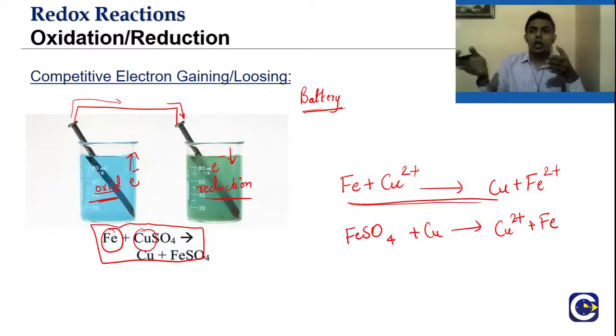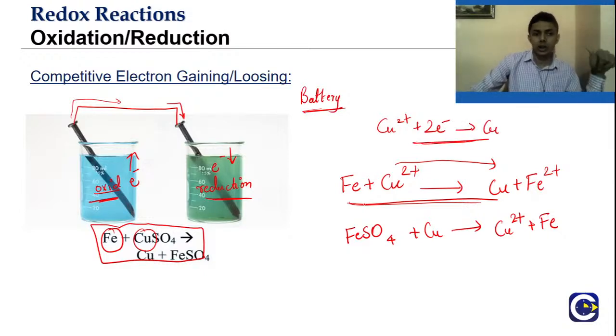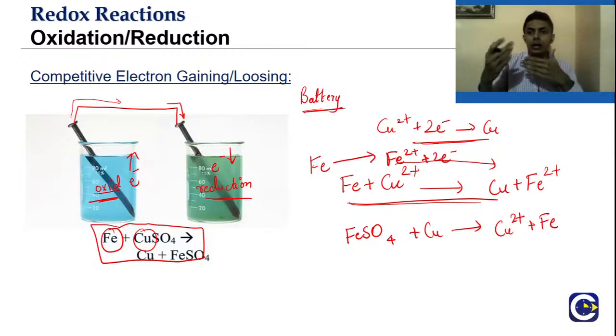Okay. Compared to iron and copper, copper has more tendency to undergo reduction. As you see, Cu2 plus will take 2 electrons. Since it will consume 2 electrons to give Cu, it is undergoing reduction. Whereas in case of iron, Fe is getting converted to Fe2 plus, giving out 2 electrons. So it has more tendency to undergo oxidation. Clear? Yes. So an electrochemical cell is an application of this knowledge that there will be a competitive nature between various elements to undergo oxidation and reduction.